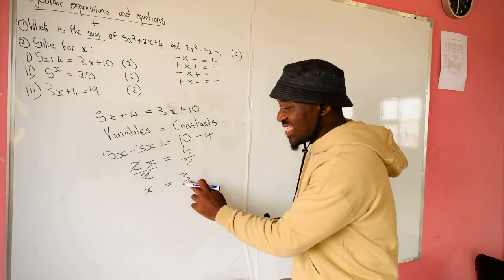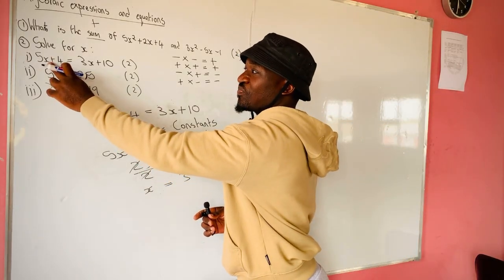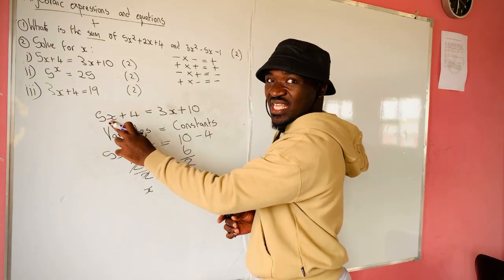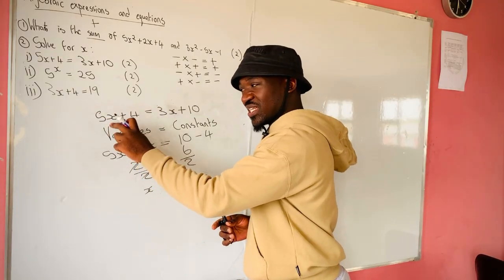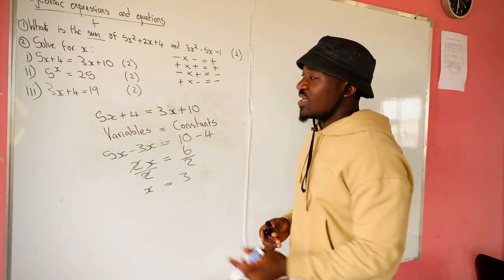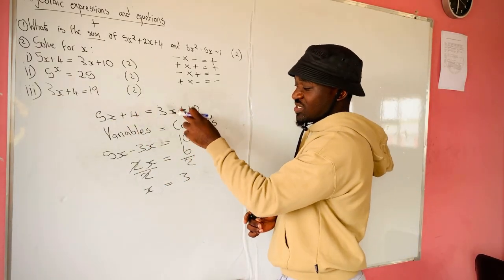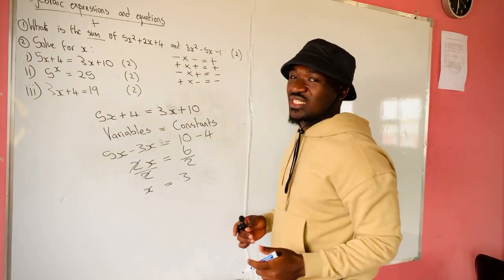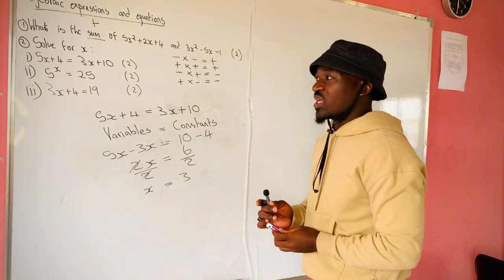Then, after that, take this 3 and put it here as x. It's going to be 5 times 3, 15. Minus, 15 plus 4, it's 19. Let's put it this side. 3 times 3, it's 9. Plus 10, 19. So you're going to have 19 equals 19. We're good to go. That's correct.